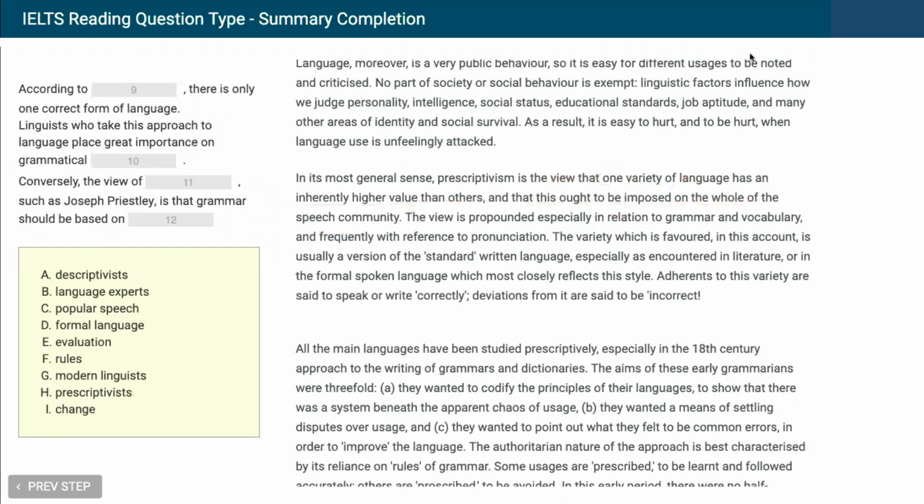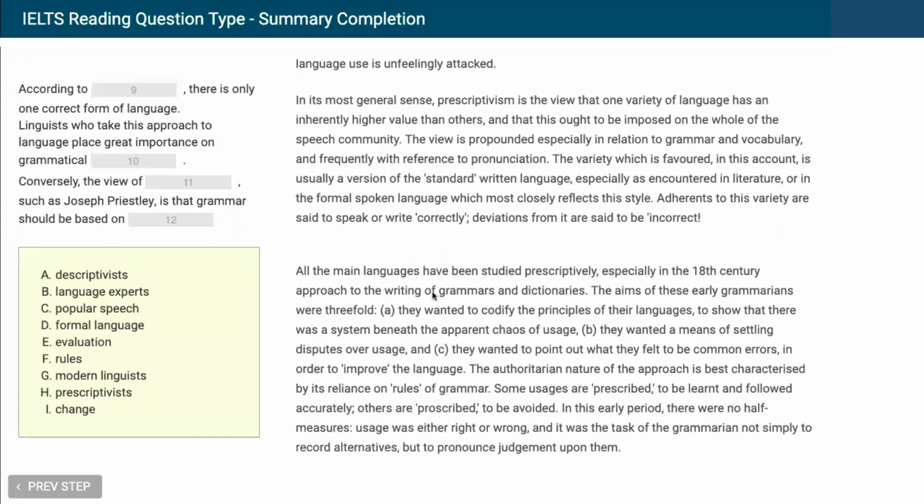Okay, so let's clear out. And we looked at grammar exactly in the next paragraph. So I'll just go ahead and underline that word that we found together.